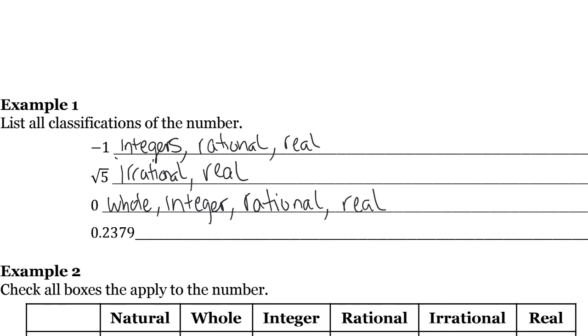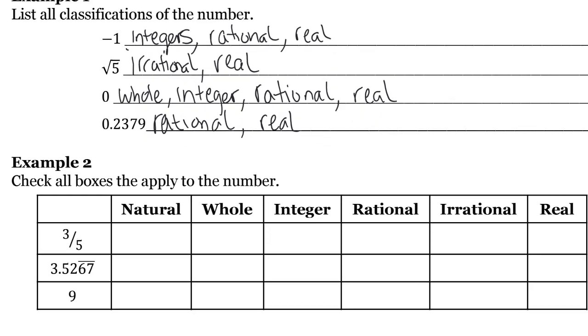Last one, it's a decimal. So does this decimal repeat? No. Does this decimal terminate? Does it end? Does it stop? Yes, it's a terminating decimal. Terminating decimals are rational, and that means that they're real. Okay, so in example 1, we listed all of the classifications.